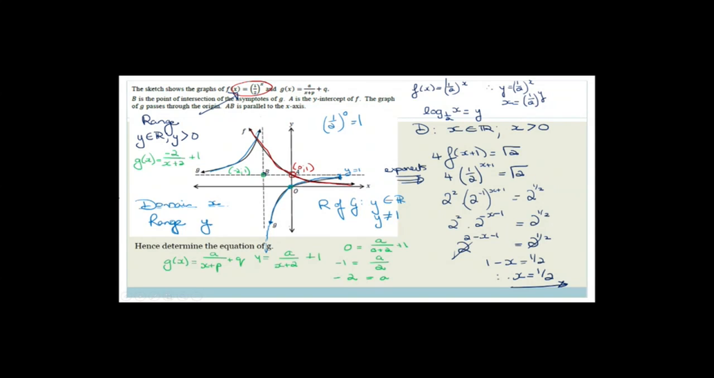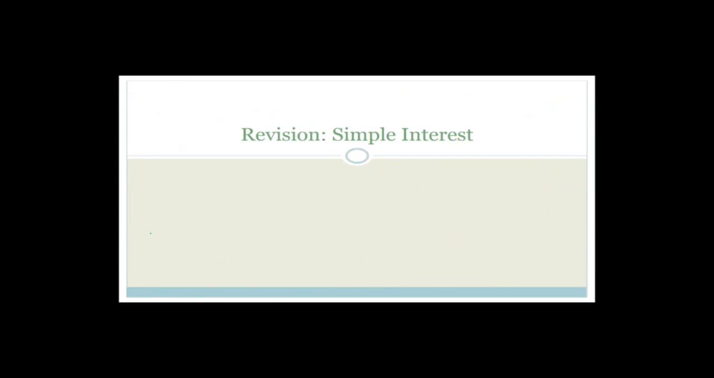Yay! Okay, so now we've done that question. Right, let's move on to the next section. I'm actually going to move on to finance, I think. Oh no, sorry, one more question. I thought I was finished. Then it says for which values of x is g' of, again, this is talking about differentiation. So we're not going to do that question. We will do it later when we follow differentiation.